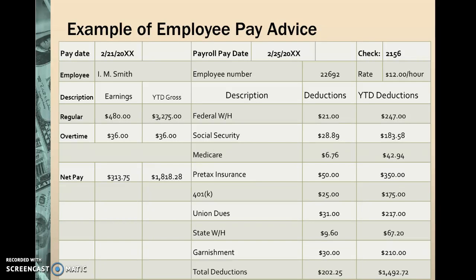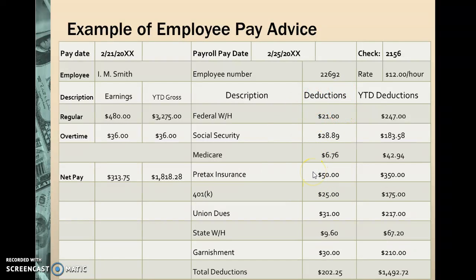His federal withholdings and the Social Security withholdings, and then Medicare withholdings. His pre-tax insurance is $50, 401k is $25, the union dues is 31, state withholdings 36, and garnishments. So his total deductions is $202.25. His net pay then, in regards to that, would be $313.75. As you remember from the readings, pre-tax insurance is 50, 401k is 25. That comes out pre-taxed.